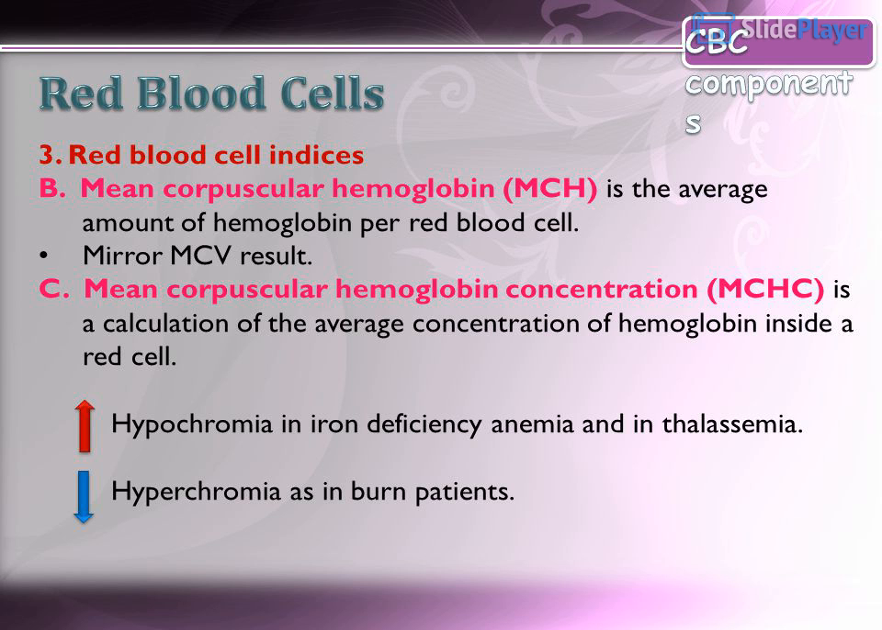Red blood cells, CBC components. 3. Red blood cell indices. B. Mean corpuscular hemoglobin, MCH, is the average amount of hemoglobin per red blood cell. Mirrors MCV result. C. Mean corpuscular hemoglobin concentration, MCHC, is a calculation of the average concentration of hemoglobin inside a red cell. Hypochromia in iron deficiency anemia and in thalassemia. Hyperchromia as in burn patients.